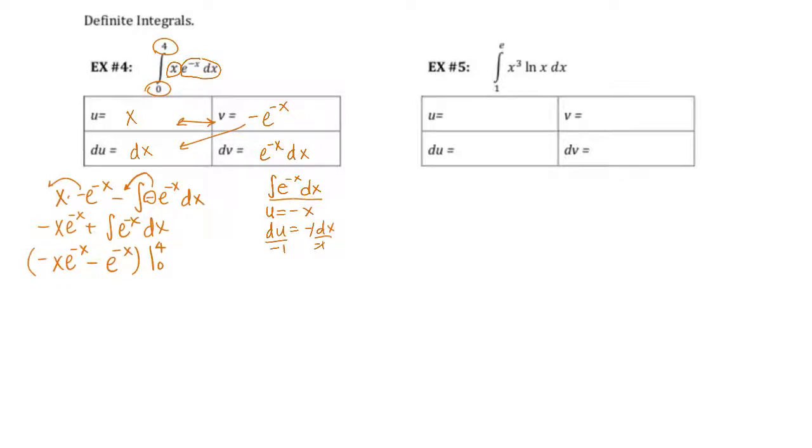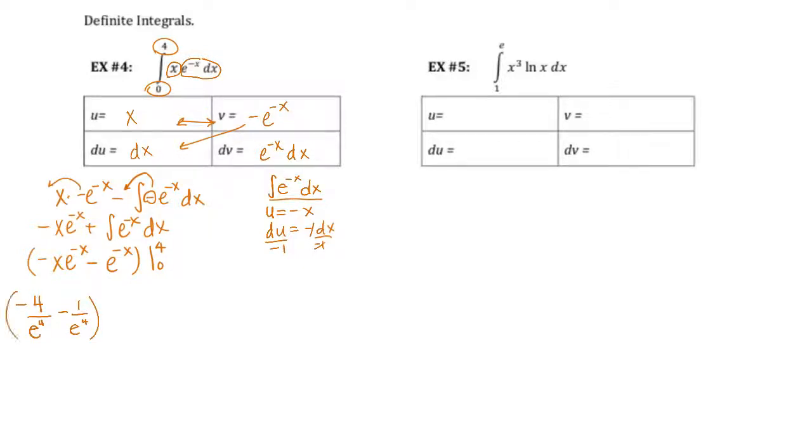All right, so substituting in our endpoints, we're going to have the top. So we have negative 4 over e to the 4th minus 1 over e to the 4th.